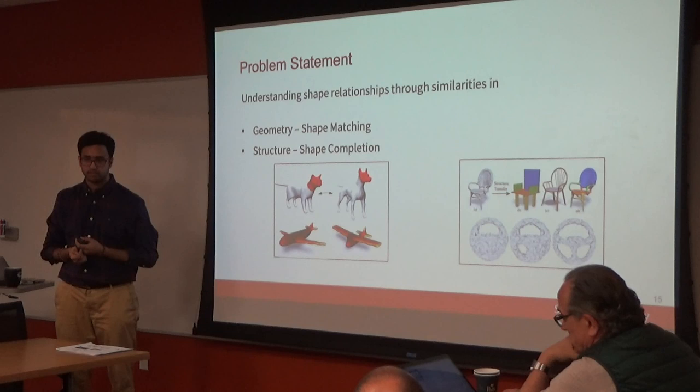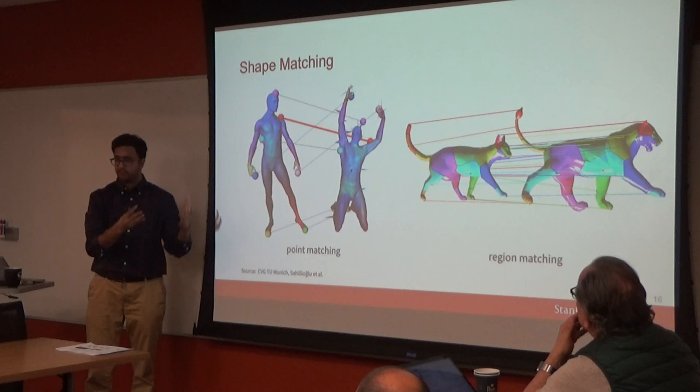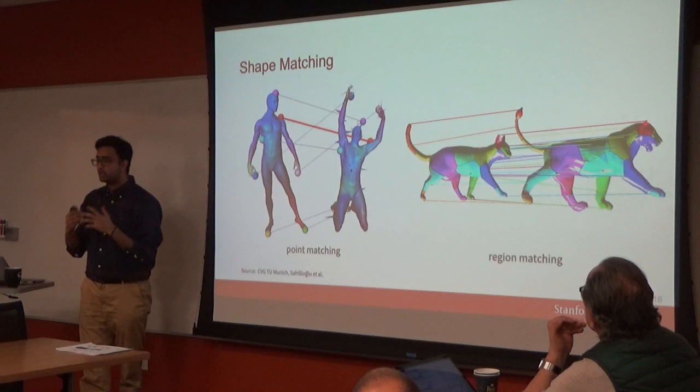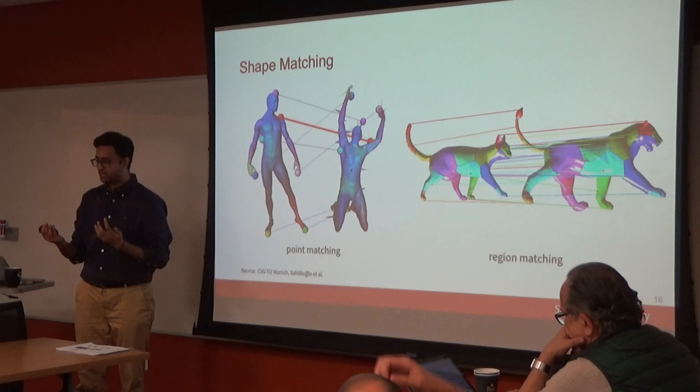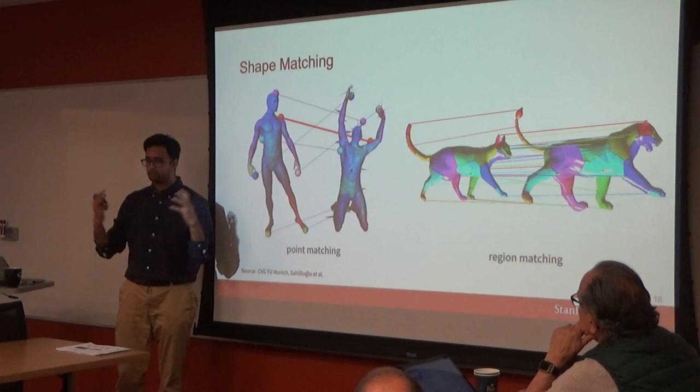Shape matching is the technique by means of which you can register parts of one shape to parts of another shape. Now, these parts could be points on the surface of the two shapes or regions on the surface of the two shapes. So, when we say we want to use geometric similarity of shapes to match them, geometric similarity tells us something about the explicit similarity between the two different shapes. Therefore, you can use it to actually match those two shapes.